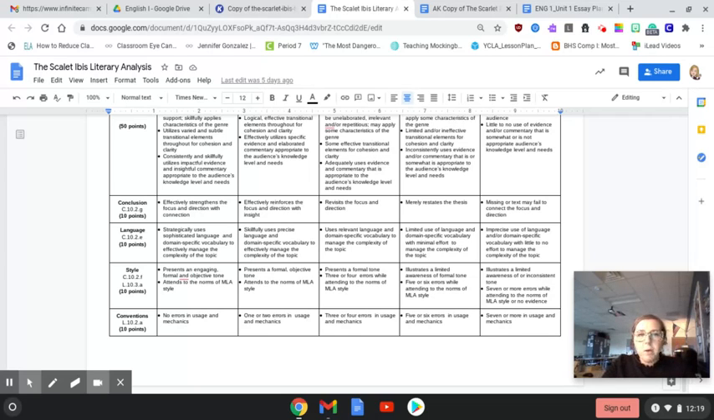You need to have appropriate style, so you need to have a formal and objective tone, which means you can't use I statements. Instead of saying, I think the symbolism is, you would state, the symbolism in The Scarlet Abyss is this. And then for conventions, it says no errors in usage and mechanics. That means that you do not have misspelled words. You have complete sentences. You use appropriate punctuation like periods or question marks or commas.